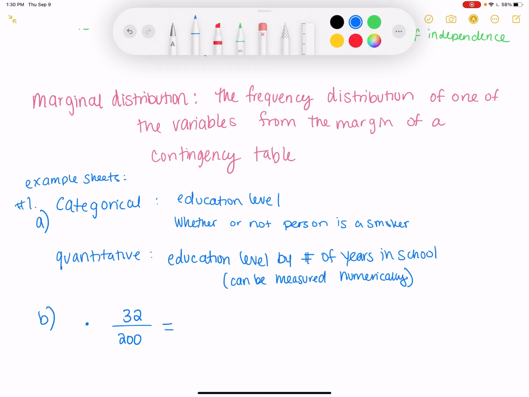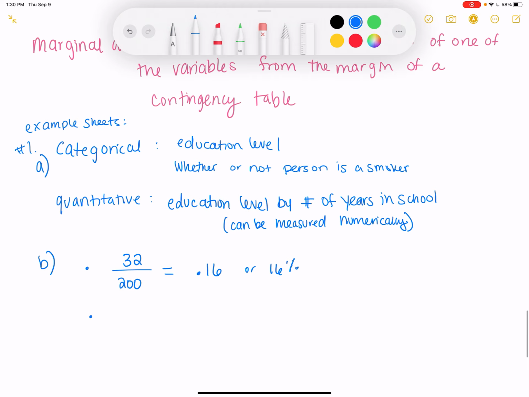And then you'll just divide that, tell me what the decimal is to 2 decimal places, and then give me the percent. So 0.16 or 16%. Do you have to have both? You really need the percent. I just usually put the decimal down as well, and then I just convert it. But no, you don't technically have to have both.